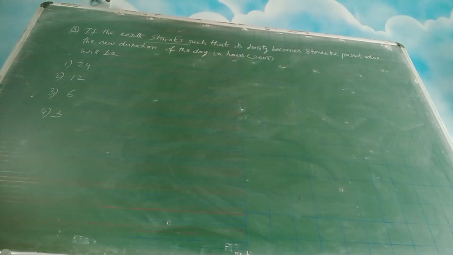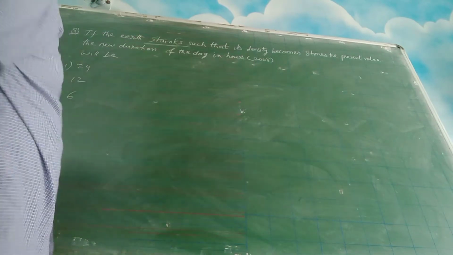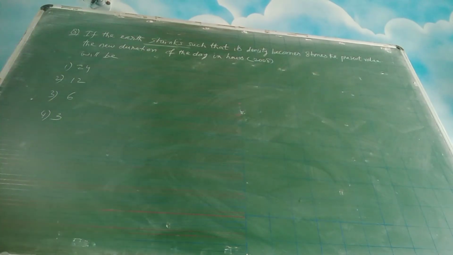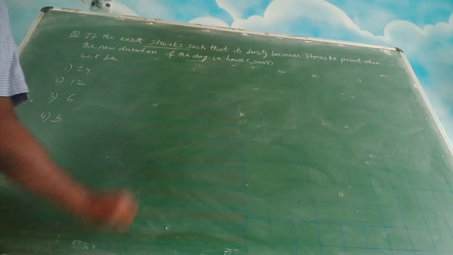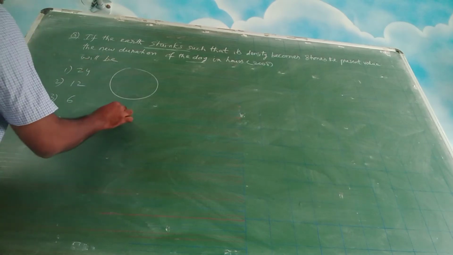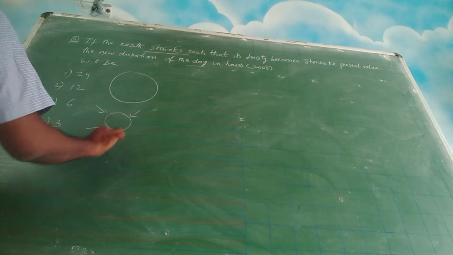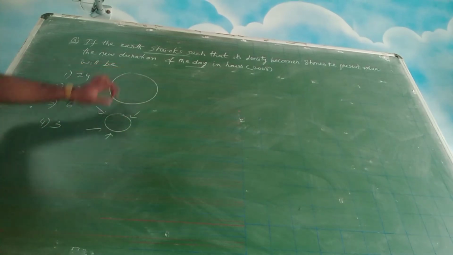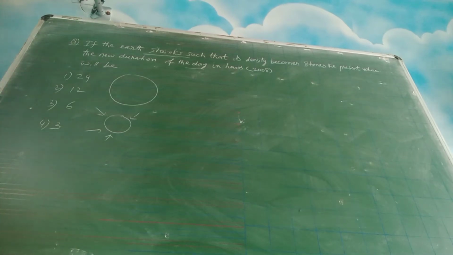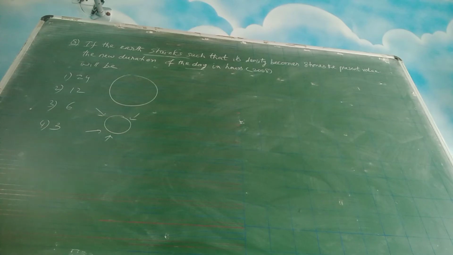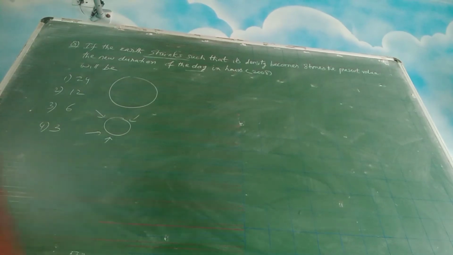Now look at this question. If the earth shrinks such that its density becomes 8 times the present value, the new duration of the day in hours is? See, let us say initially earth was like this, now earth has shrunk, but in both cases the mass is the same. It's like your washing cloth, you try to twist it, but even after that the mass of that cloth remains the same.